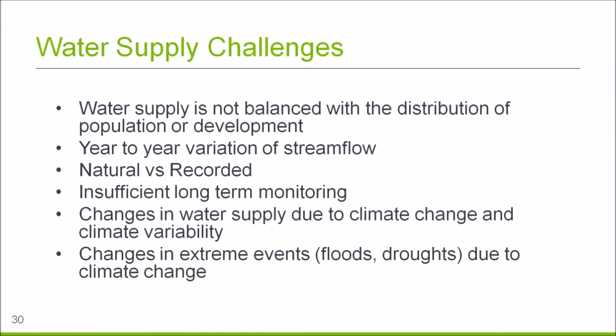So again, whatever I have discussed before, this is just a listing of things that we face in terms of water supply challenges. Definitely, water supply is not balanced with the distribution of population. We do have year-to-year variation of stream flow, and a lot of our rivers are regulated, so we have stream flow changes in natural versus regulated rivers. Also, we don't have sufficient long-term monitoring stations, like stations with more than 100 years of data. And there are changes in water supply all the time in terms of climate variability, like ENSO and PDO, and also probably in terms of climate change as well.